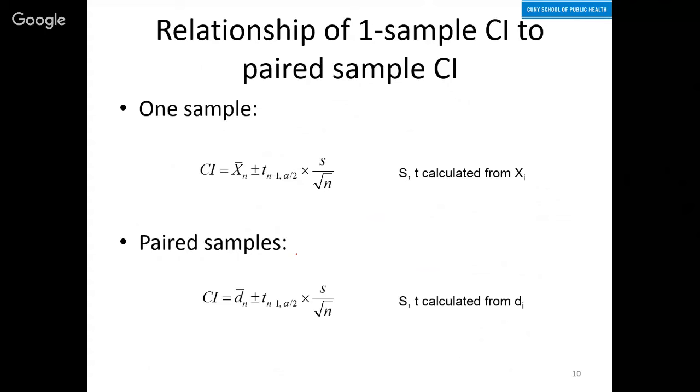Okay, so far the only thing you have to remember is if you have paired data, you're comparing these pairs, you have to use that pairing, calculate those differences, and continue as if it were a one sample test. No problem.